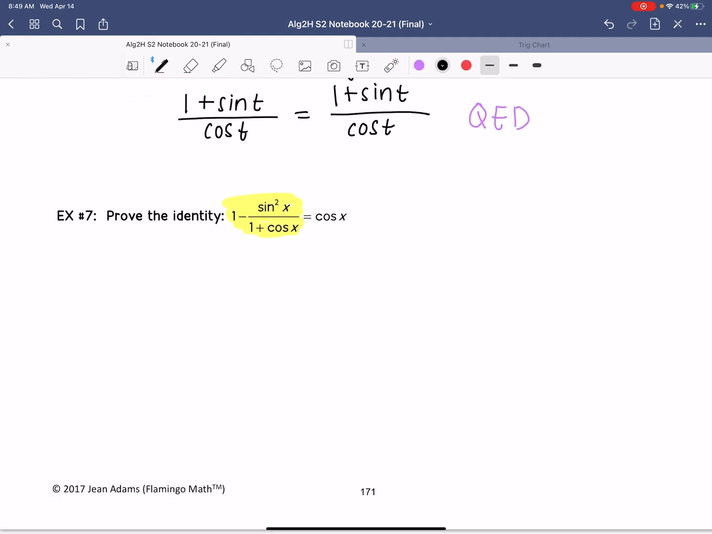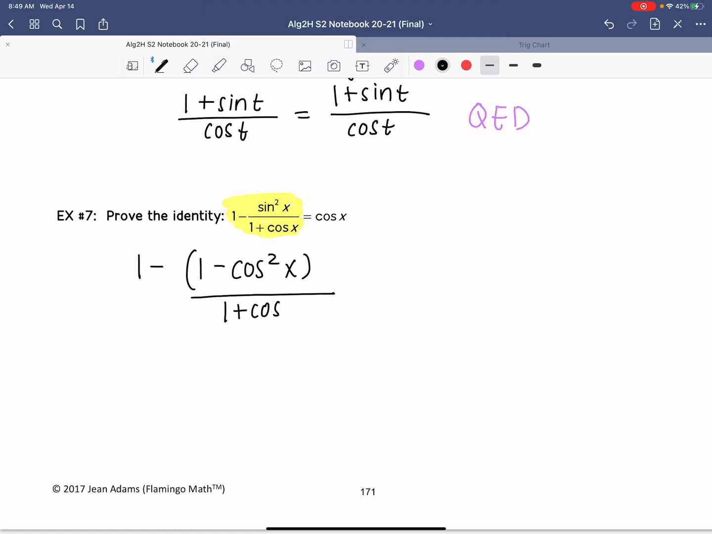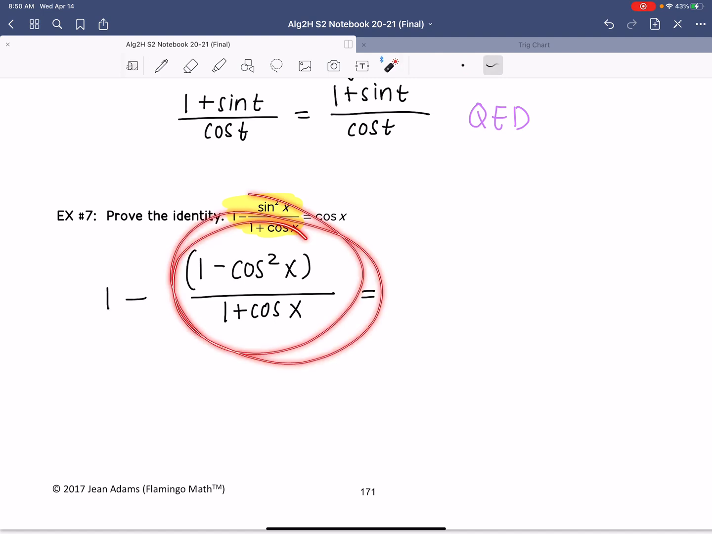So we have 1 minus sine squared x, which is really, I'll put it in parentheses, 1 minus cosine squared x over 1 plus cosine x, equals. This 1 minus is on the outside. Let me draw that better. So really what I'm doing right now is worrying about manipulating this as far as I can, and then I'll deal with this.